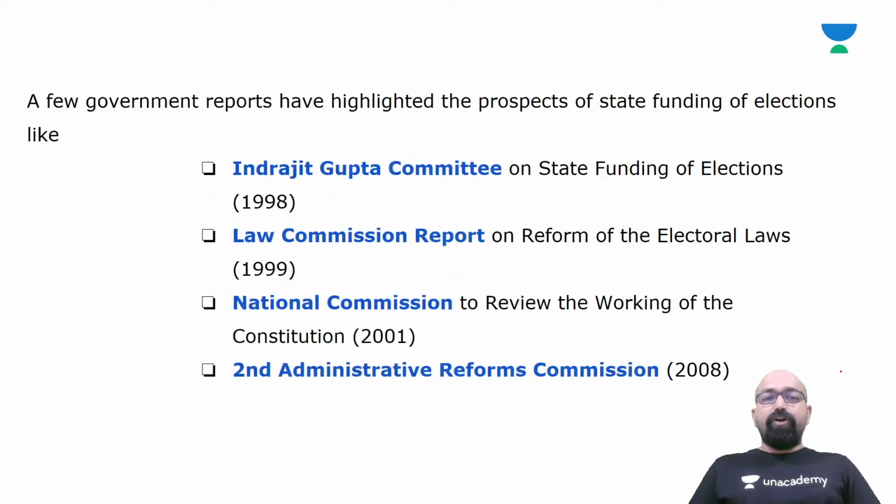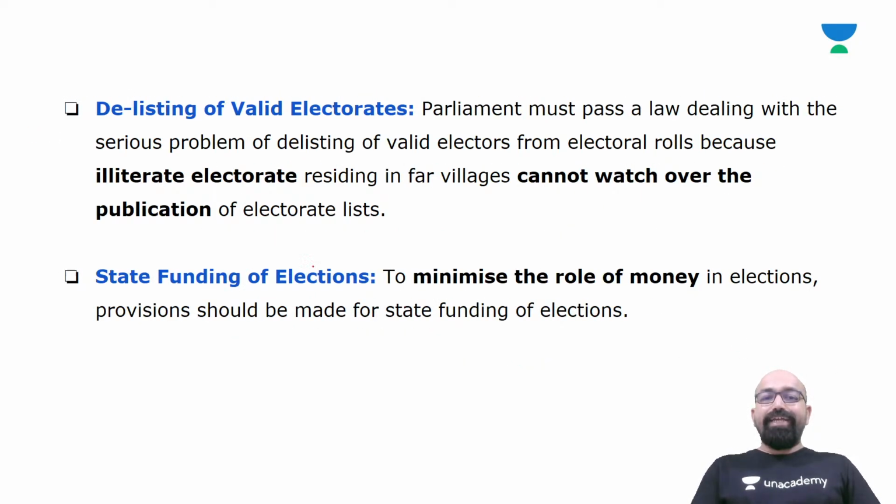Then delisting of valid electors. The Parliament must pass a law dealing with the serious problem of delisting of valid electors from electoral rolls, because illiterate electorate residing in far villages cannot watch over the publication of electoral lists.